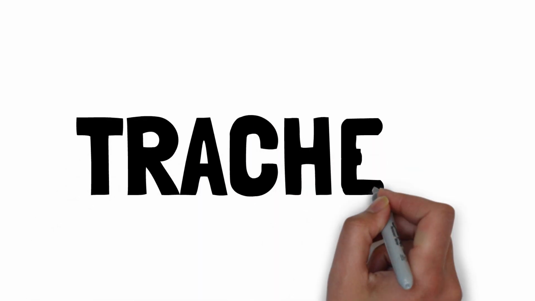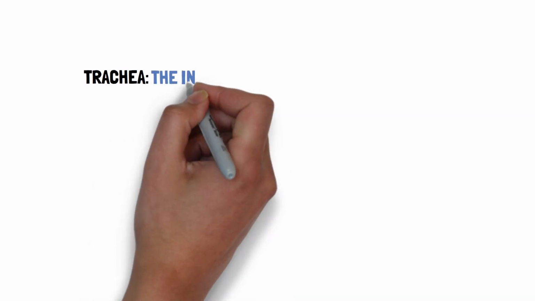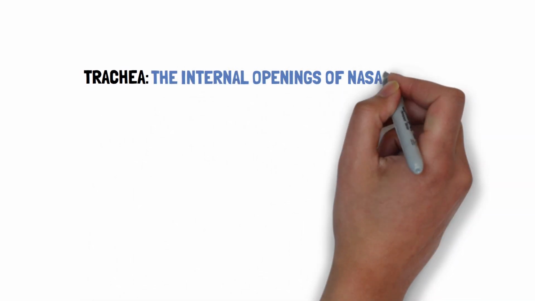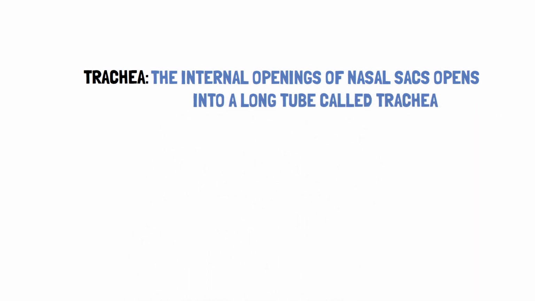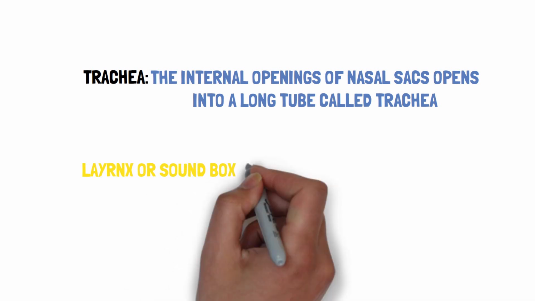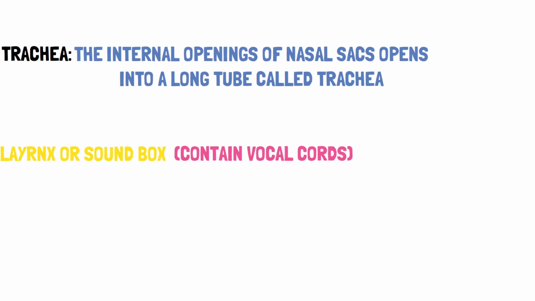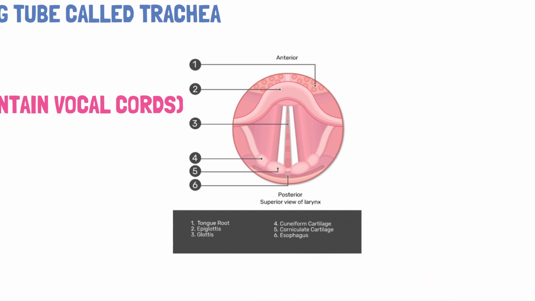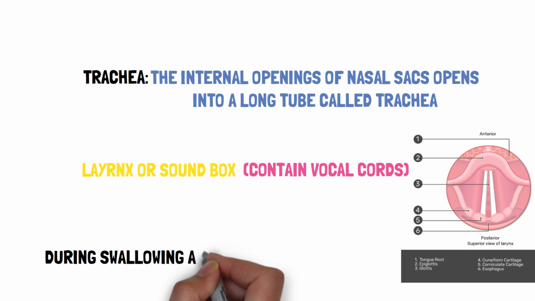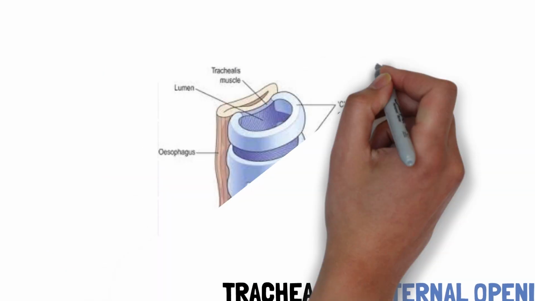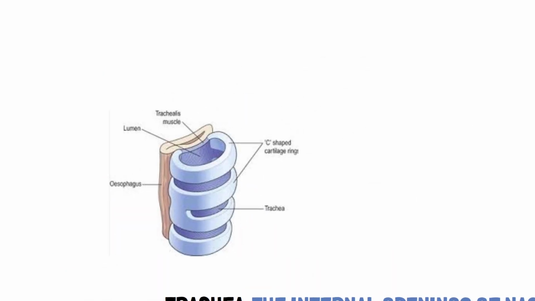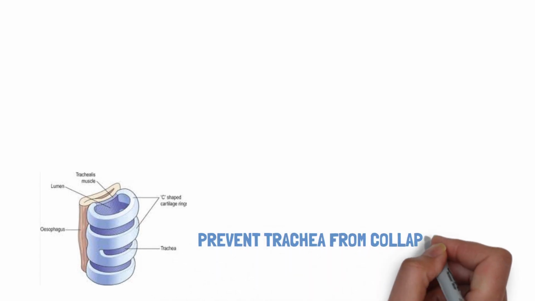Now what is the trachea? The internal opening of the nasal sacs opens into a long tube called the trachea. At its beginning, there is a box-like larynx or sound box, containing vocal cords to produce sound. The opening of the larynx is known as the glottis, which has a lid-like cover called the epiglottis. During swallowing food and drinking, the epiglottis closes the glottis to prevent any food from entering the trachea. The trachea has C-shaped cartilaginous rings which prevent it from collapsing.